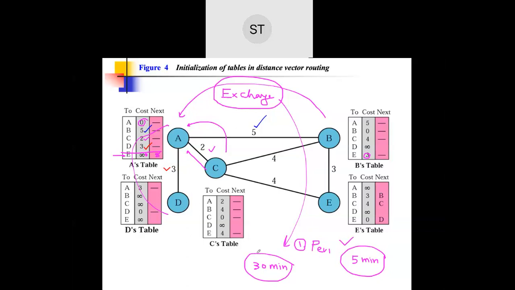If I keep the timing large, and after 10 minutes there is a problem with this router, but because there is no exchange, this entry is still there. So A is still forwarding the packet to E, and this link has broken, or this link is having a problem. So unnecessary packet drop takes place.